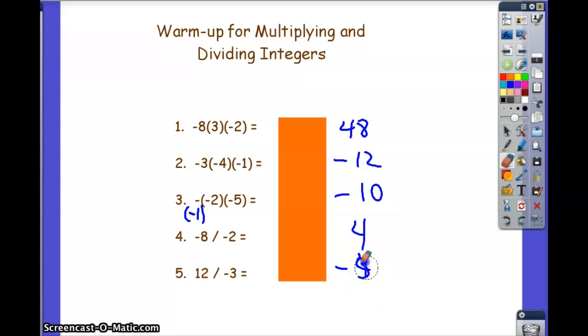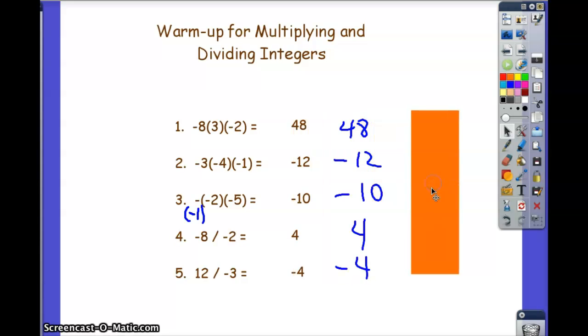Let's try that again. It is 4. Okay. So let's check these answers and make sure they're correct, which they are.